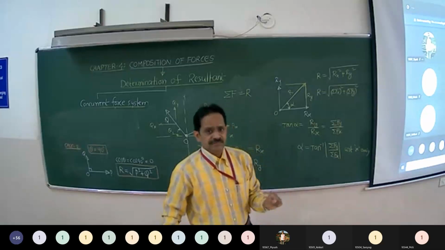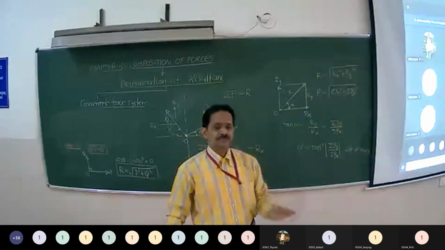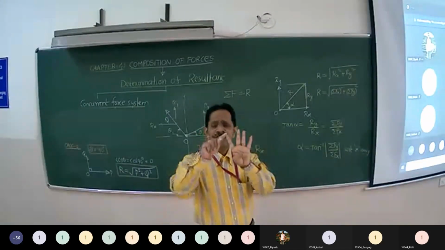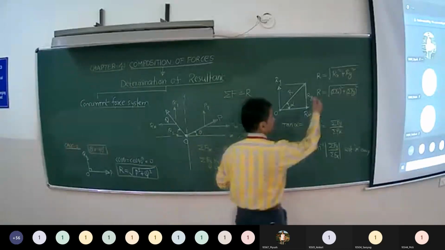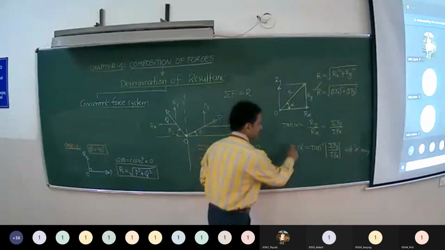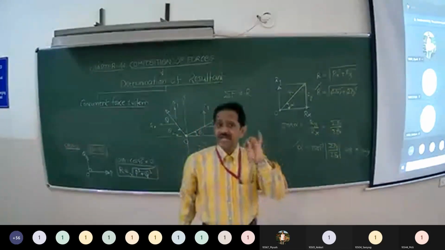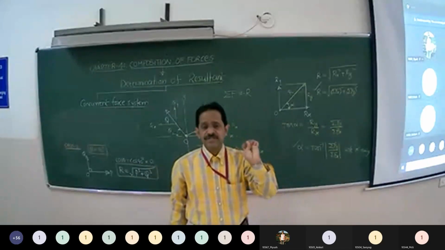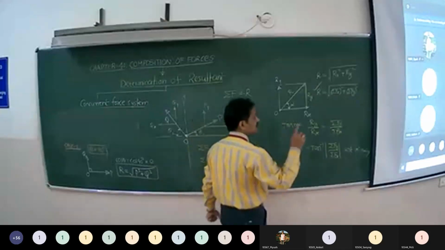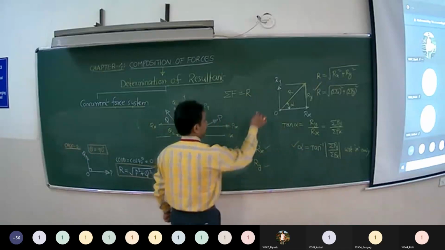But to define the resultant force completely, we must know its four characteristics. Magnitude of resultant, that you can get from this. Direction of resultant, that you can get from this. Point of application of resultant and sense. So how do you find out these two? Sense you can find out from the signs of summation Fx and summation Fy.